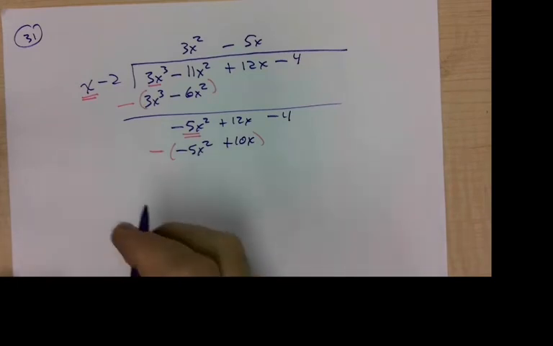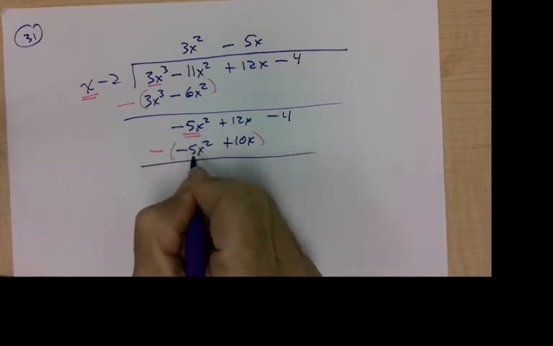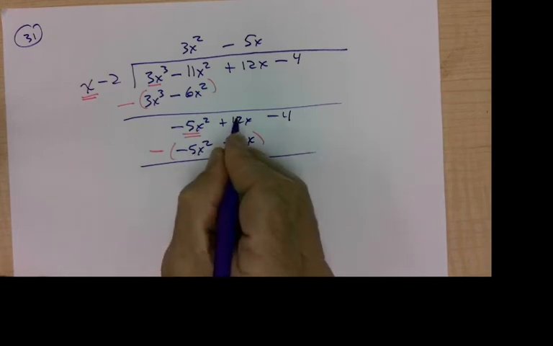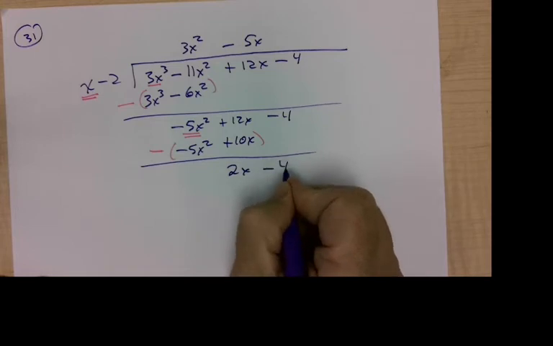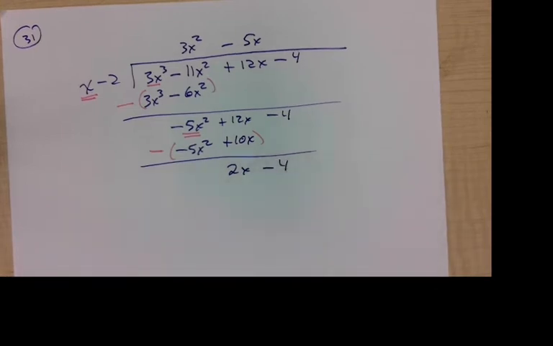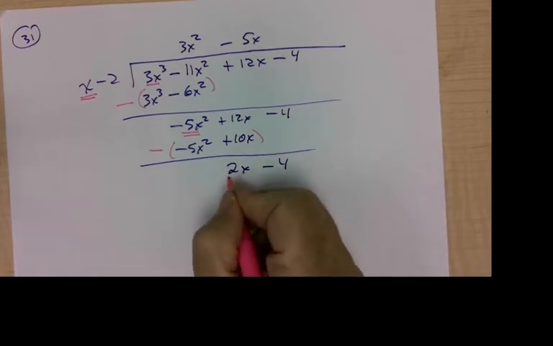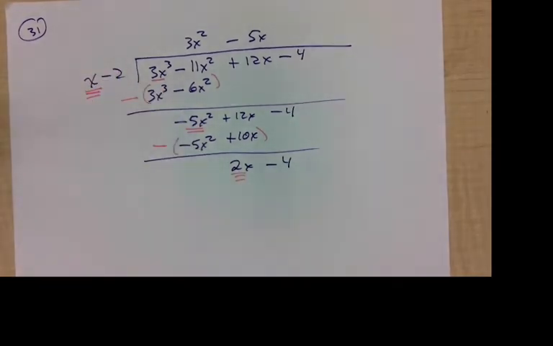So we subtract, and what do we get? Negative 5 minus negative 5 is negative 5 plus 5 is 0. 12 minus 10 is 2, so 2x. Negative 4 minus 0 is negative 4. And then we divide one more time. 2x divided by x is plus 2.